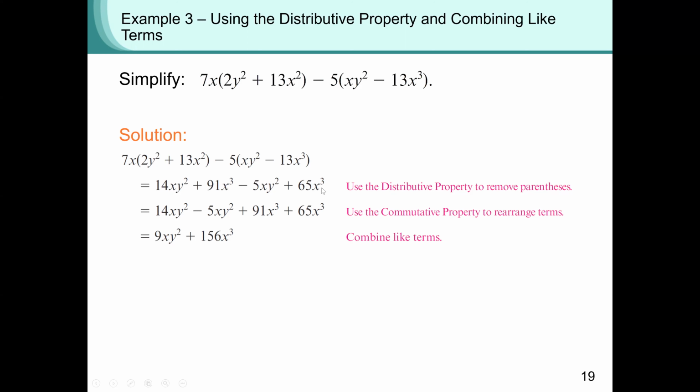Now we look if we have any like terms to combine. Yes, we have 14xy squared minus 5xy squared, so we can combine these two like terms. The difference of 14 and 5 will give us 9, so we get 9xy squared. Then we have 91x cubed plus 65x cubed, which is plus plus, so we add them together. And that will give us 156x cubed. So our final answer will be 9xy squared plus 156x cubed.